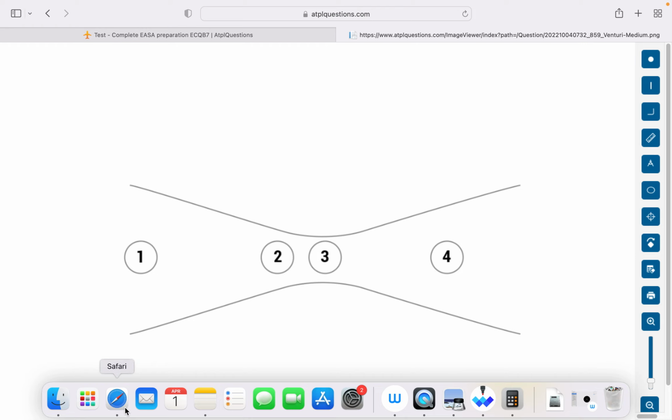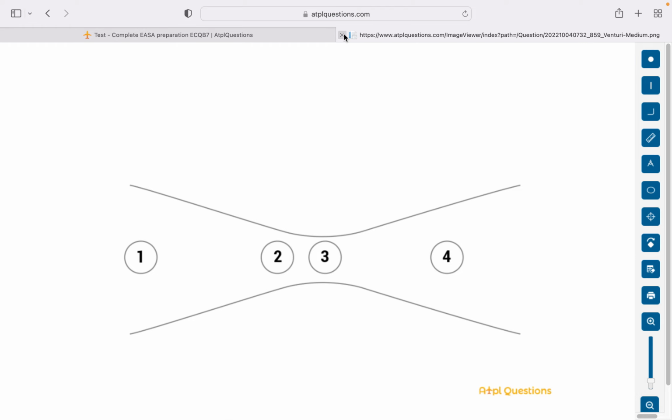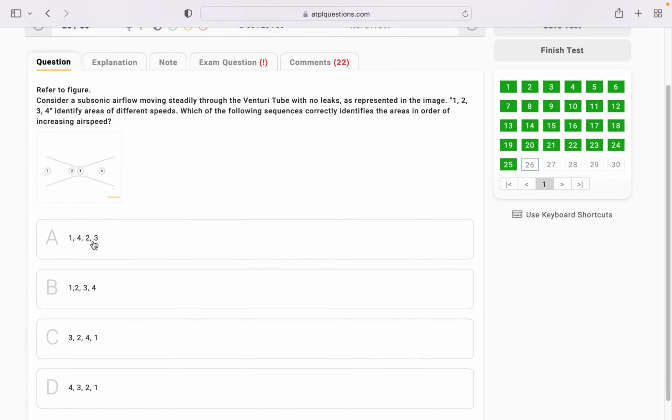Let's see. 1, 4, 2, 3. This might be the correct answer.